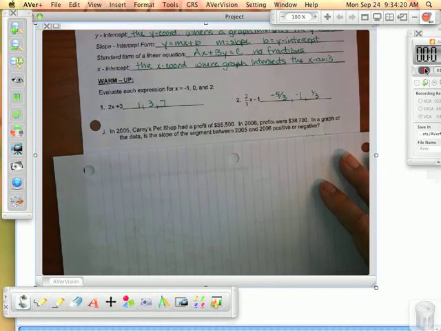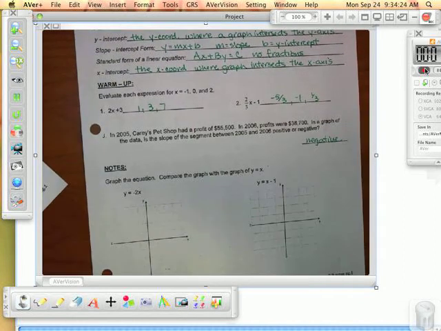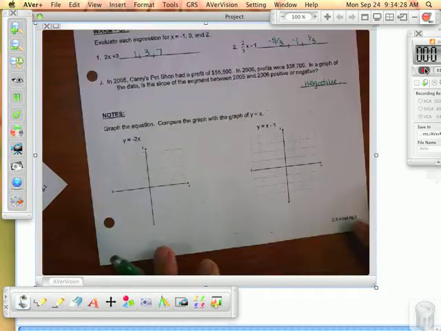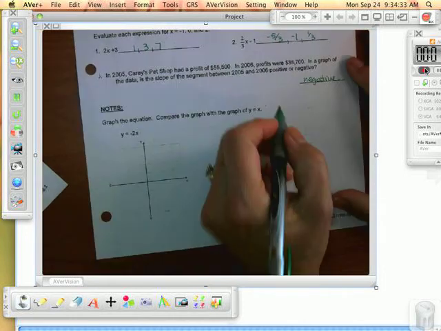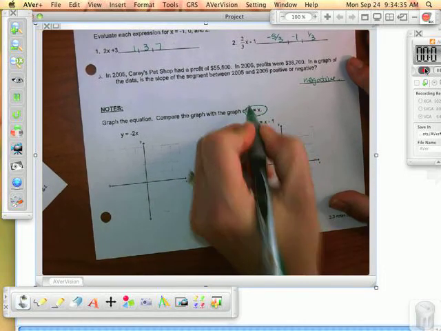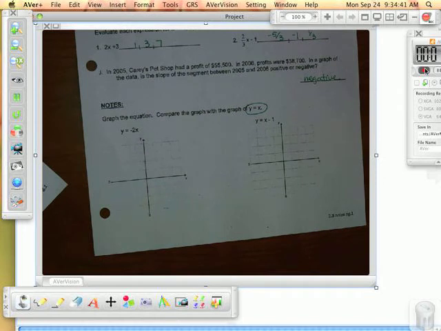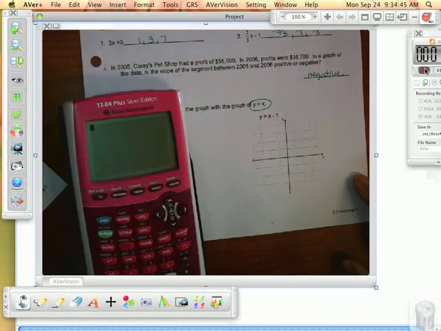Okay, here we go. Today, we are graphing linear equations. Favorite thing in the world. It's not too bad. First thing I want you to do is put y equals x on the graphing calculator. Only for comparison's sake, I want you to take a look at that.